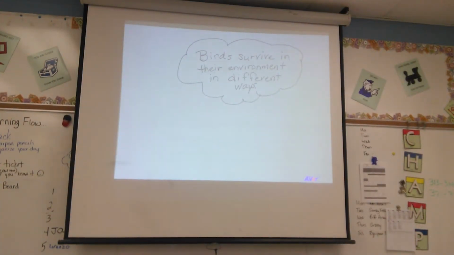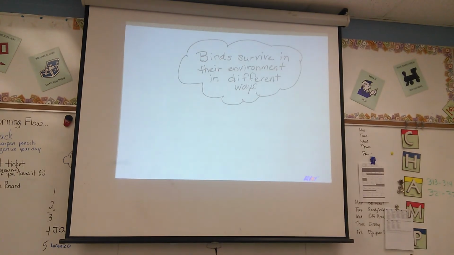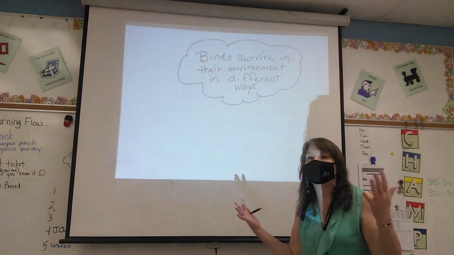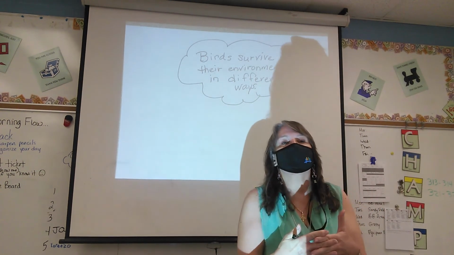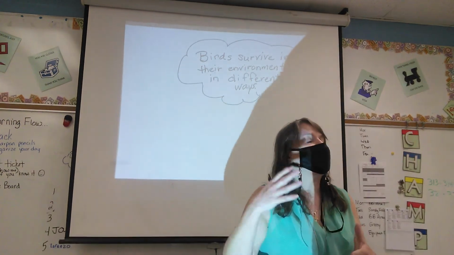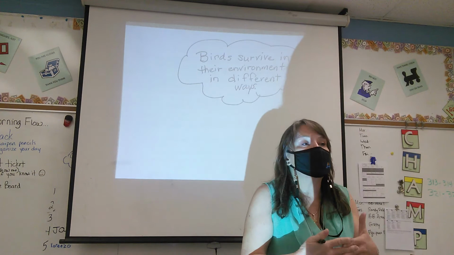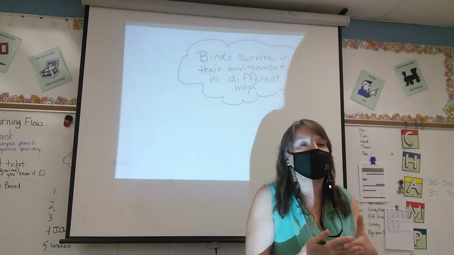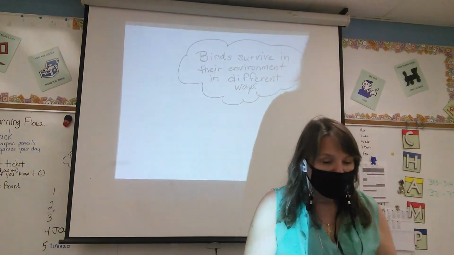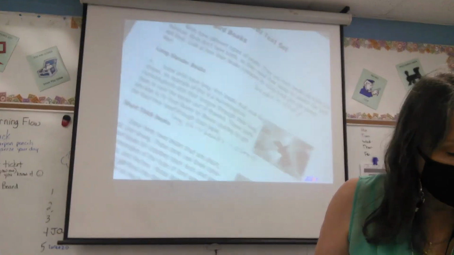So when we finish annotating, now is the time that we're going to use what we learned about synthesis. Remember synthesis, reading across several texts and putting the information together. So what we learned about synthesis in our unit of study, now we're going to use that in order to determine some main ideas. All right, so let's just take a look at source one.